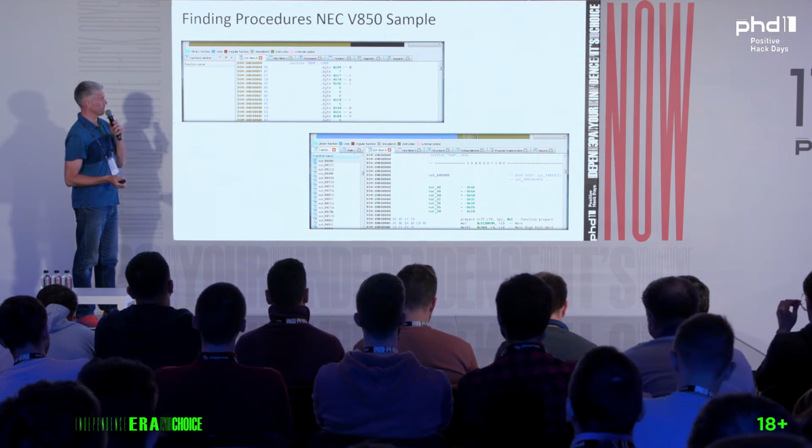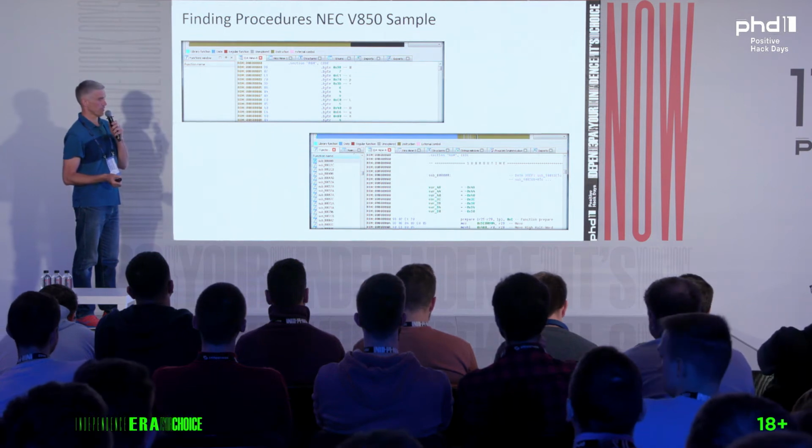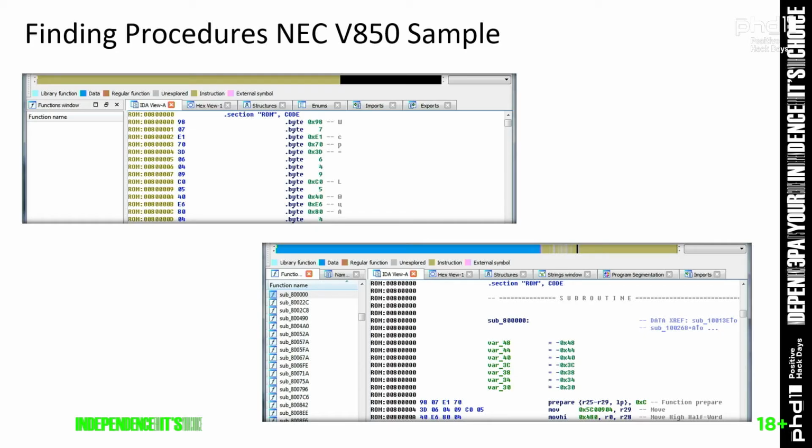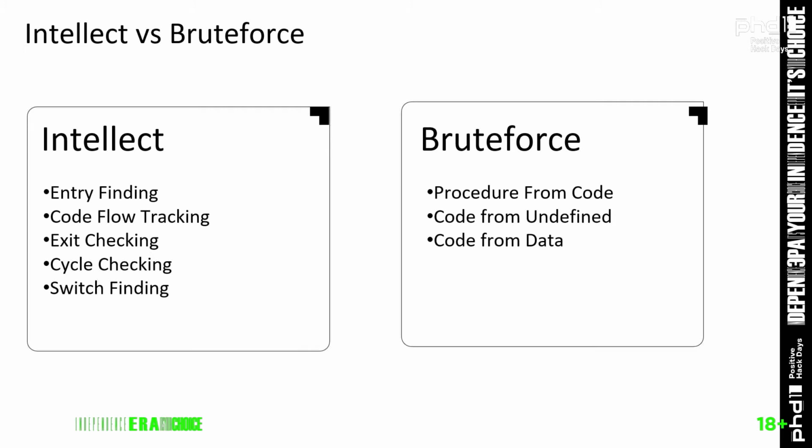Let me give you another one. This is a more exotic CPU. And here we see just a string of bytes. Not a single procedure label. Again, doing it manually may be quite challenging. So I run my script, and it shows the whole code section with all the procedures marked.